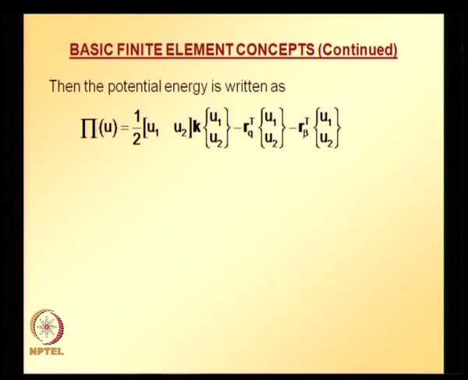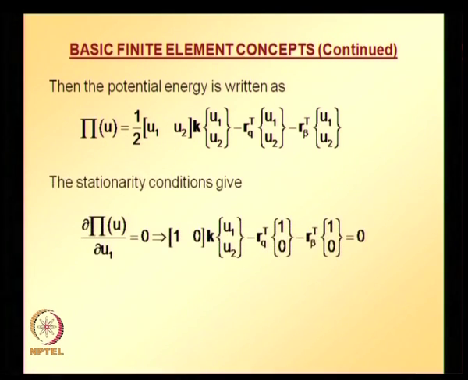Now you can see potential energy is a function of u1 u2, and the requirement is that the variation of potential energy should be equal to 0. The variation of potential energy is equal to 0 is satisfied when the partial derivative of potential energy with respect to each of the nodal unknowns or nodal values is equal to 0, that is, partial derivative of pi with respect to u1 is equal to 0, partial derivative of pi with respect to u2 is equal to 0. You get two equations.